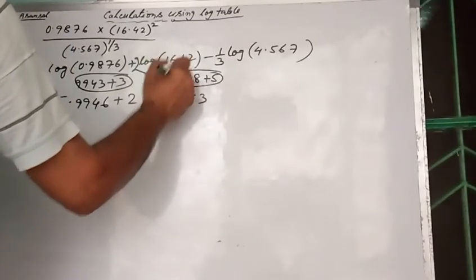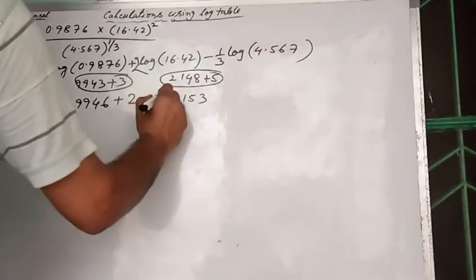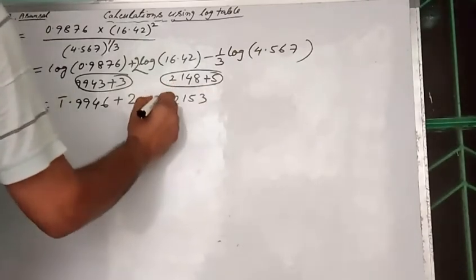log of 16.42. We'll see the value in the log table. 16 का 4 और मीन डिफरेंस 2 देखेंगे. तो 16 का 4 में है 2148 प्लस मीन डिफरेंस 2 में है 5. So 2148 plus 5, that is equal to 2153. And log of 16.42, if we write it in the standard form, then we get 1.642 into 10 to the power 1. So the characteristics will be 1.2153. This is the mantissa and this is the characteristic.